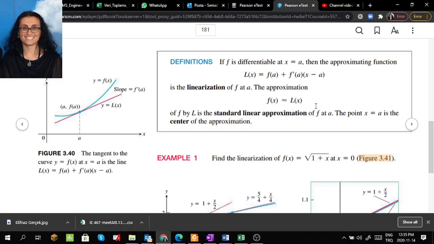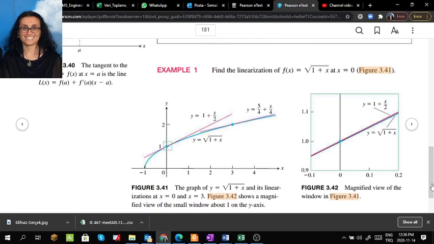So this thing is called the standard linear approximation of f at A, and the point x equal to A is the center of the approximation. So there is a center for the approximation, where we get the tangent line equation and call it L, and then afterwards we use it to get this approximation relation, the standard linear approximation of f at A. All right, that's the idea. Let me solve a problem here. It's a nice example.